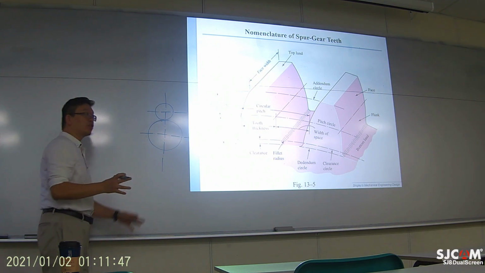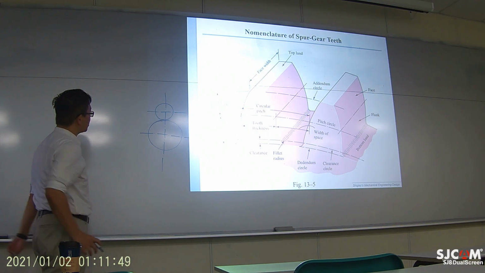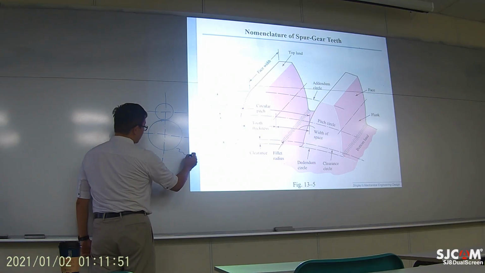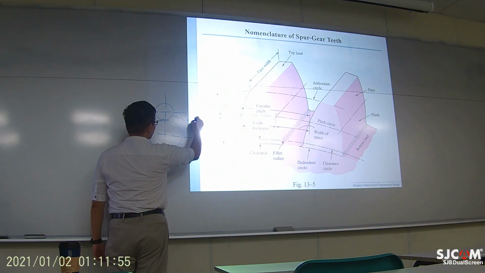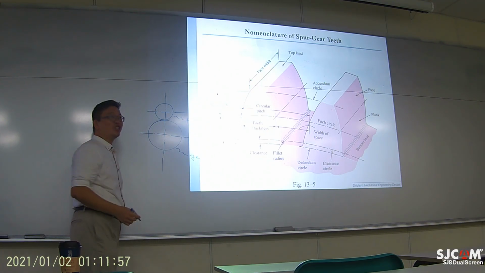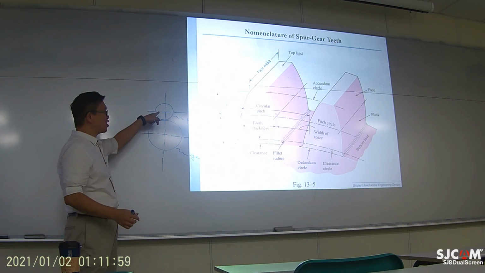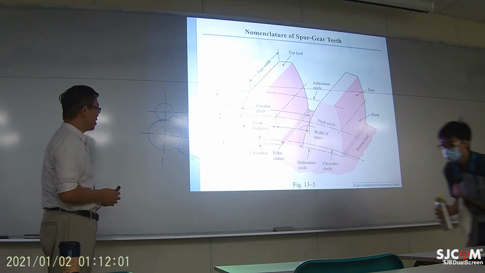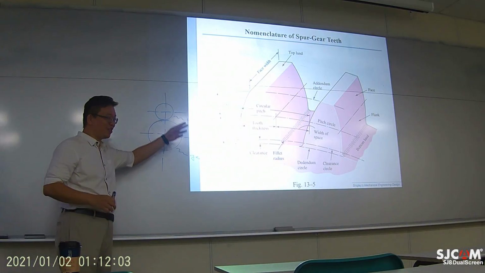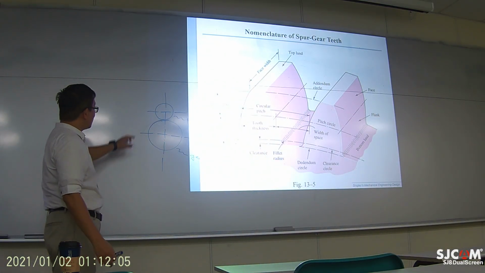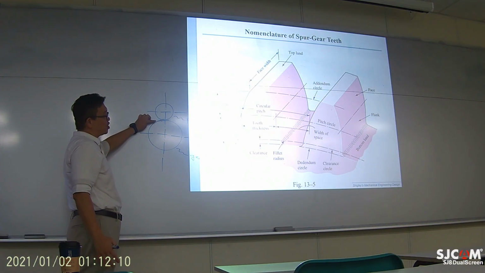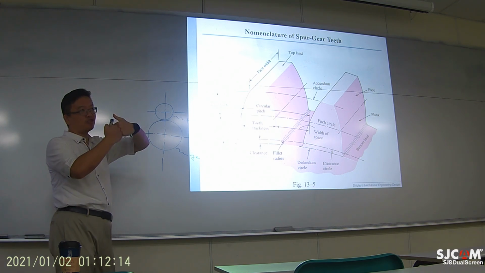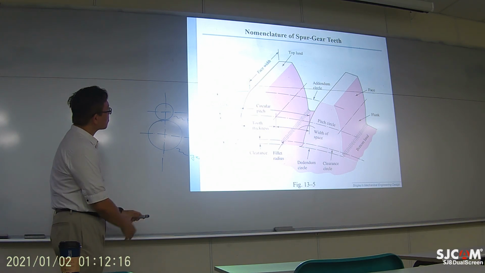So when you see two gears meshing with each other, the large one is called the gear, the small one is called the pinion. In Chinese, we just call it big gear and small gear, but in English, it's gear and pinion. When we draw a picture like this, the circle is representing the pitch circle, and pitch circles are tangent to each other. Okay.